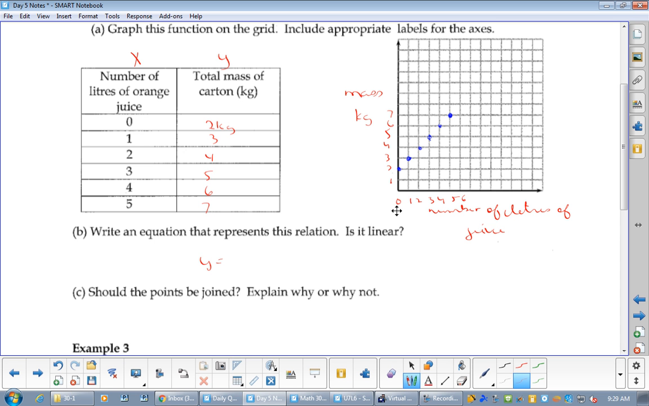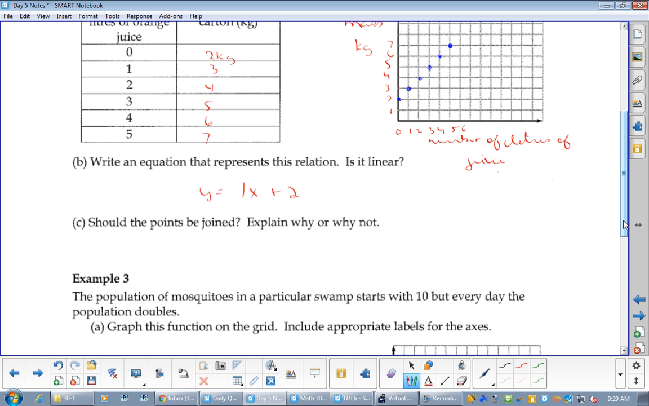Y equals 1x plus 2, or x plus 2, doesn't matter. Is this in the form mx plus b? Yeah. And you can see where on this one, the b is supposed to be the initial amount. Would that be true here? And then our slope is 1.